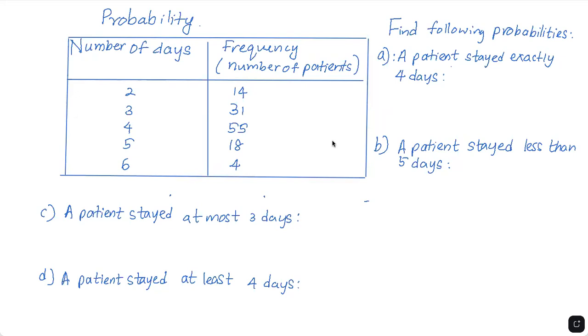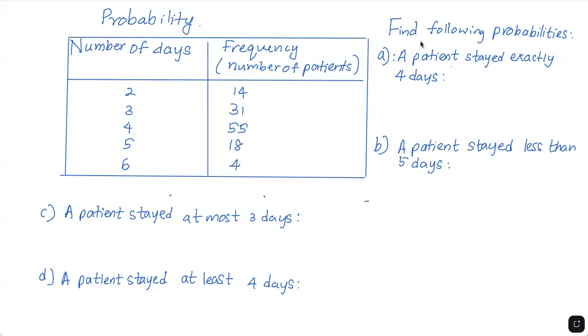Today I'm going to calculate some probabilities. So this is an example. Here is the data from a hospital: the number of days stayed at the hospital and the frequency, which is the number of patients. The number of days are 2 days, 3 days, 4 days, 5 days and 6 days. The number of patients who stayed 2 days is 14. The number of patients who stayed 3 days at the hospital is 31. Likewise, 4 days 55, 5 days 18, 6 days 4 patients. So this is the data set.